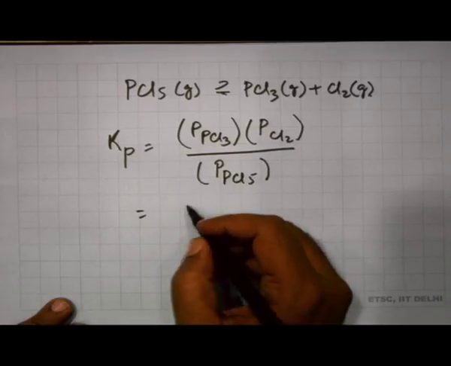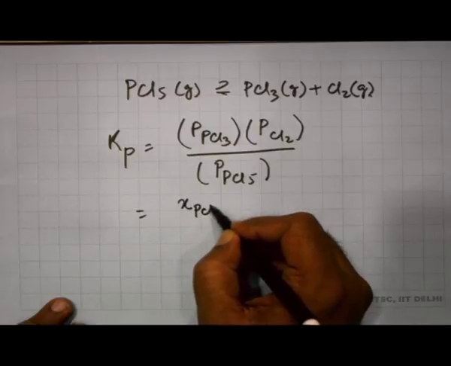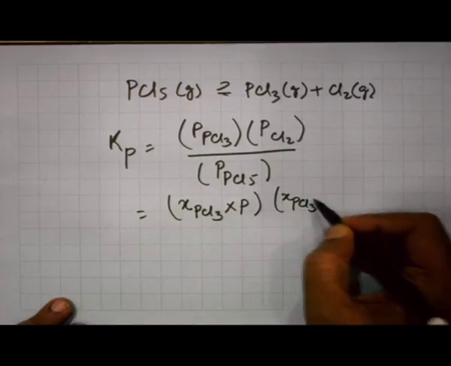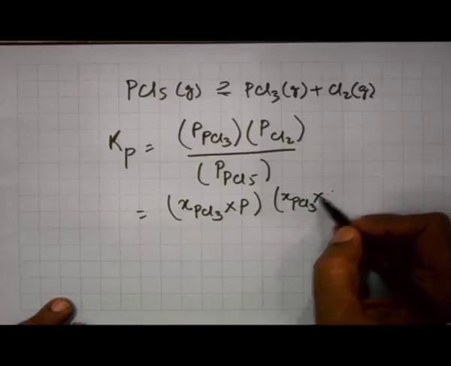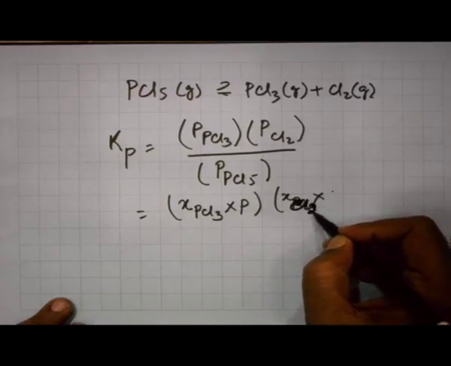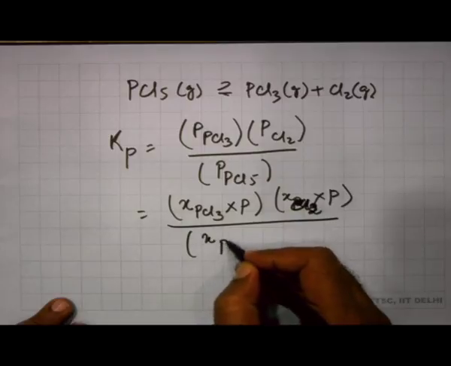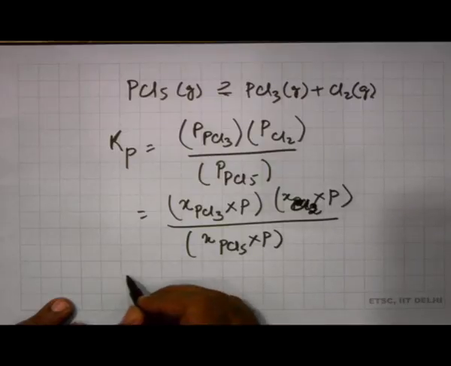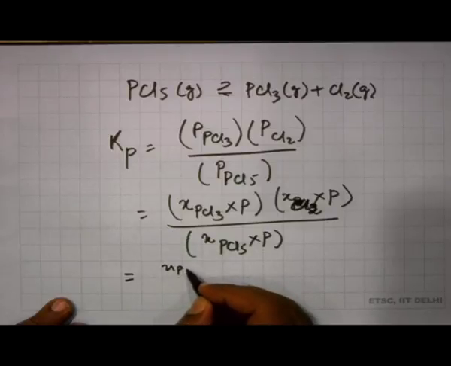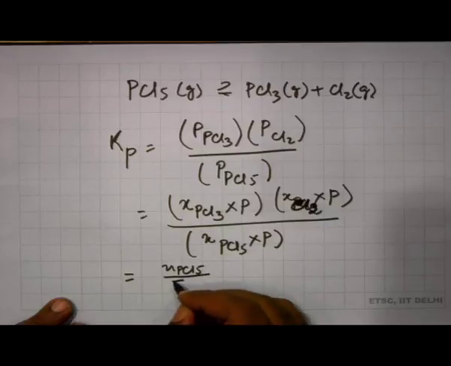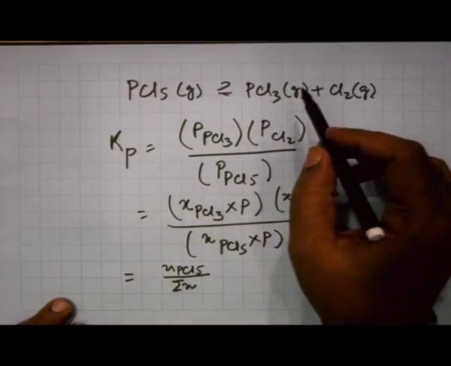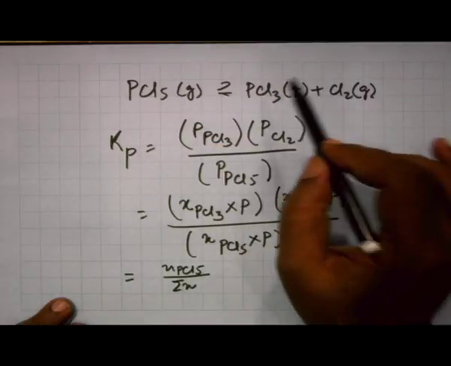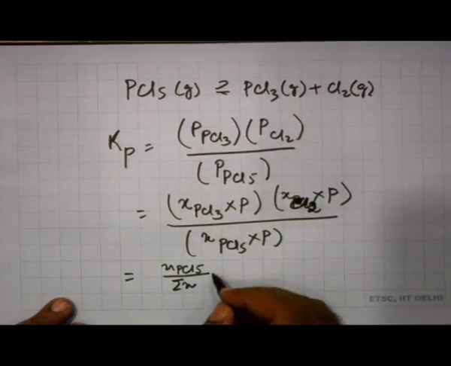Okay. And we can also write it in terms of mole fraction. So, x PCl3 into P, where P is the total pressure, times x Cl2 into P, divided by x PCl5 into P. Okay. Now, you can think of this as n PCl3 by sigma n, where sigma n is the total number of moles, that will include not only moles of PCl5, PCl3, Cl2, but also moles of inert gas. Okay. So, this is into P.